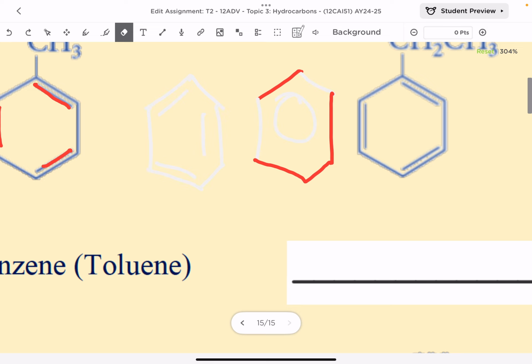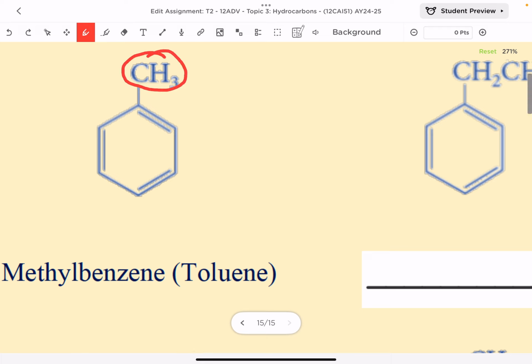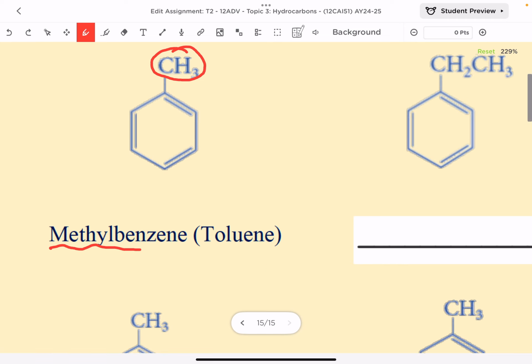Now, to name an aromatic compound, it's very simple. All you have to do is put the name of the branch, give it a number, and then finish the name with benzene. For example, this one is methyl benzene, and the commercial name of it is toluene. Now, there's no need to say 1-methyl benzene since there's only one branch, and that means that anywhere you put it will be considered the first carbon.